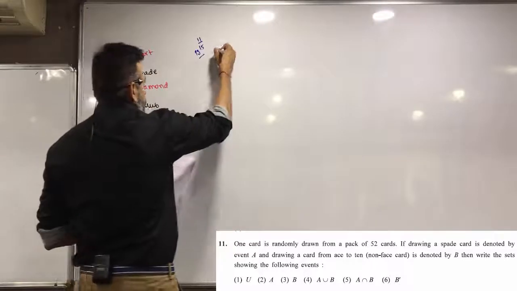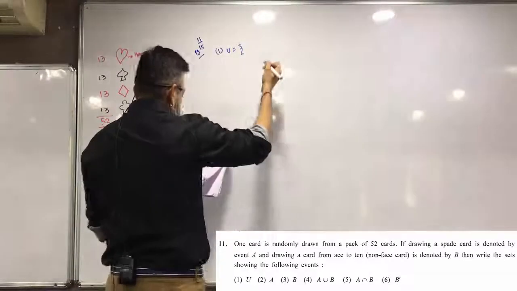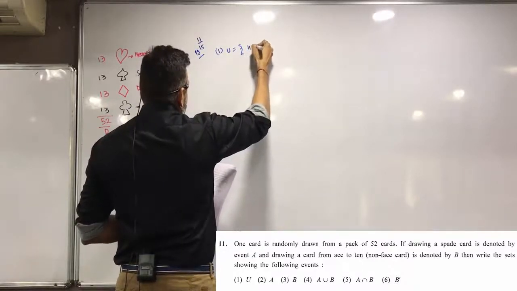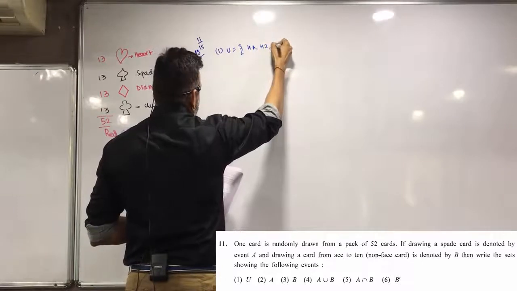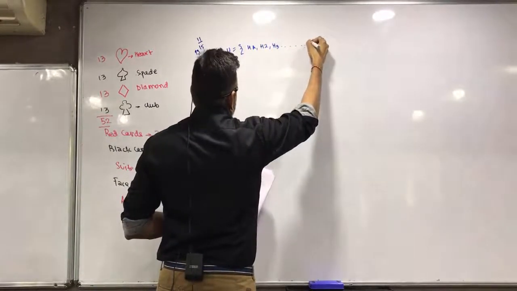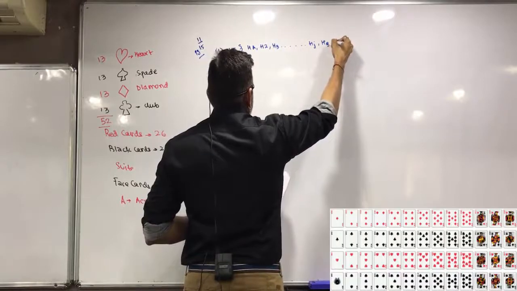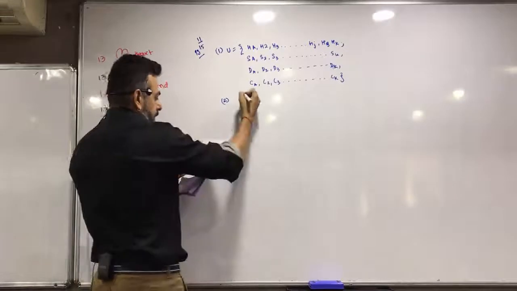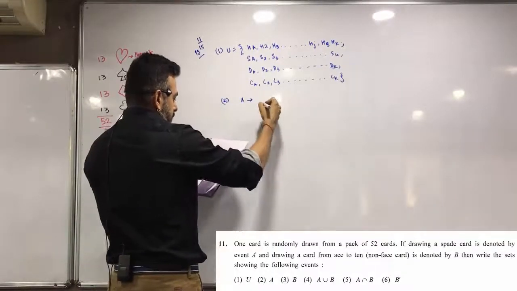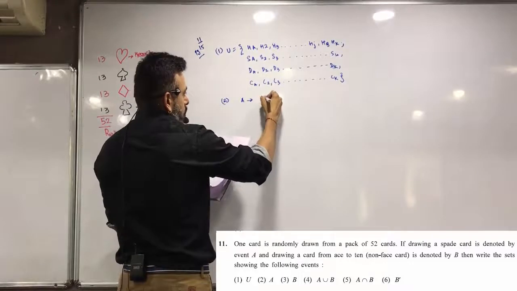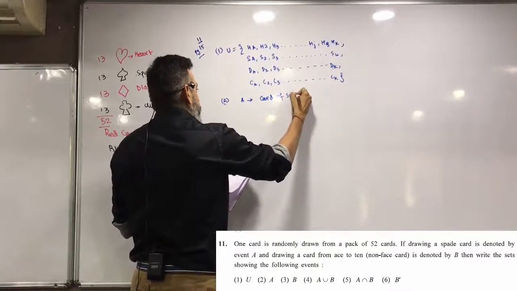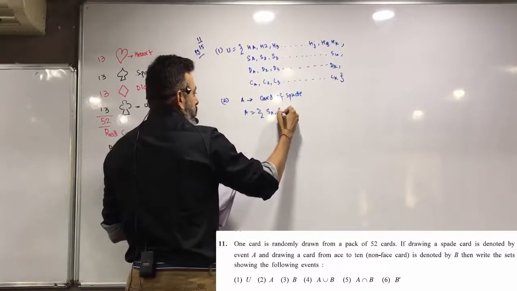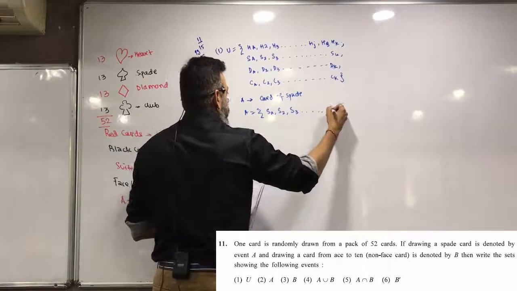So first, U is equal to, one card is drawn, so we can start with heart of ace, heart 2, heart 3, goes on up to heart of Q, heart K. Then A. Now what is A? A is card of spade. Now I'll write this. A is equal to spade A, spade 2, spade 3, up to spade K.